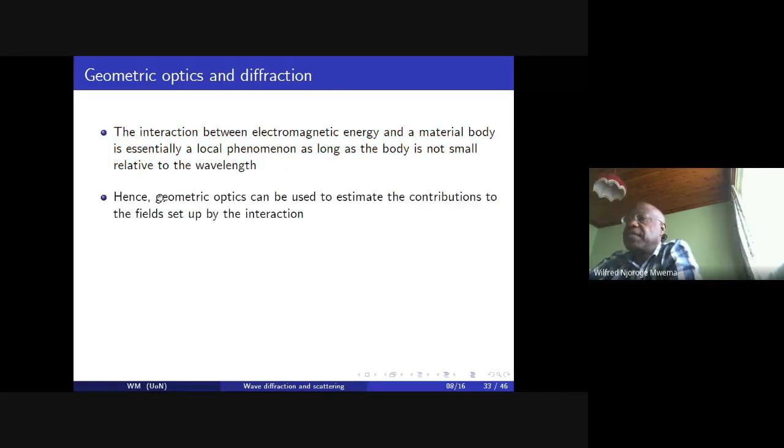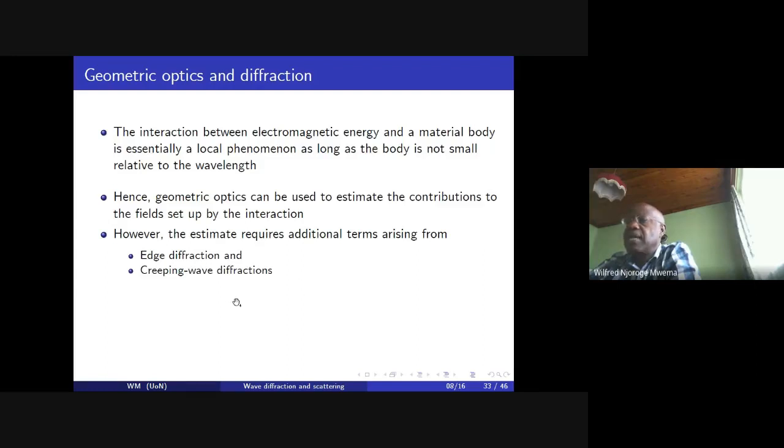And therefore, geometric optics can be used to estimate the contributions to the fields that are set up by the interactions. But the estimate will require additional terms that come from what we call edge diffraction. That is, when the ray or the radiation is attacking the object on the edges, there will be diffraction at those edges. And another type is called creeping wave diffraction.